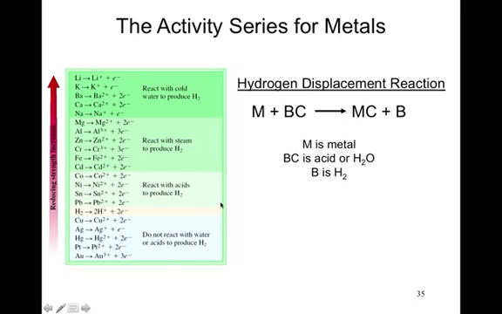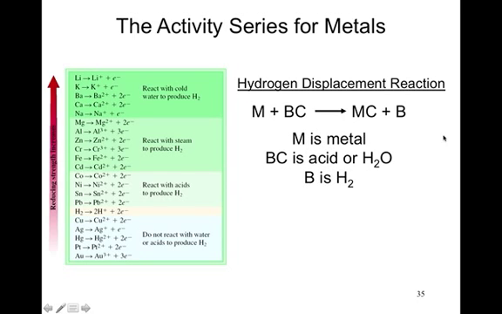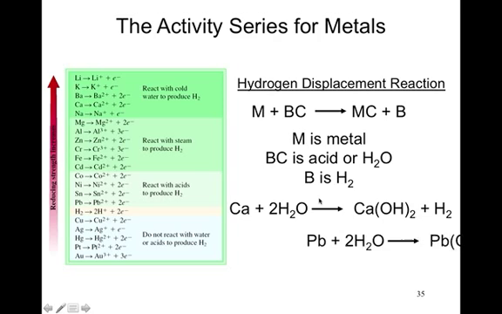So that's hydrogen displacement. They give us kind of a convoluted formula for it with all these. M is a metal, BC is acid or water, okie dokies. B is hydrogen. Great. Looks great. So here's an example with calcium plus water gives us calcium hydroxide and hydrogen gas. It's balanced. The charges make sense. So we look up here at our chart and we say, is this realistic? Calcium, got it. Reacts with cold water. Okay, cool. Yeah, I can buy that.